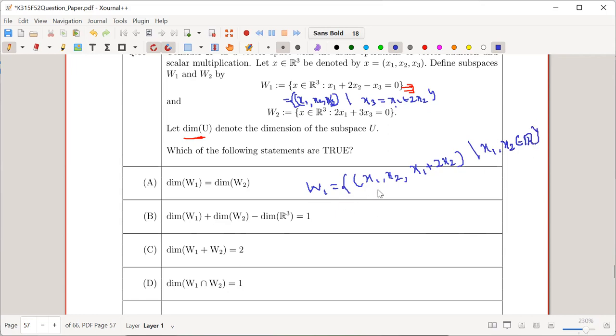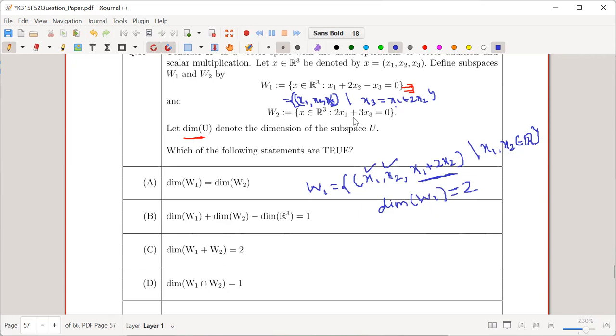So how many unknowns do we have? We only have x1, x2. Therefore, the dimension of W1 is nothing but 2, because we have only 2 unknowns, namely x1, x2. The third term is a linear combination of x1, x2. Therefore, the only unknowns are x1, x2. Therefore, the dimension of W1 is 2.